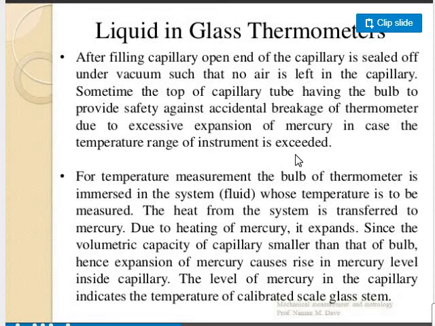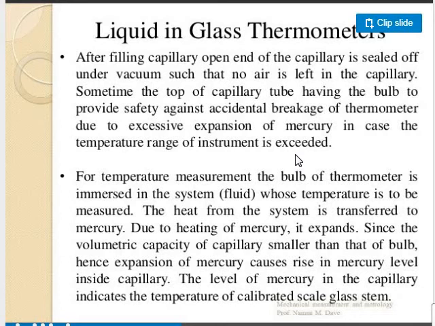In case this thermometer is only usable up to 100 or 120 degrees, if we take it into a furnace, the thermometer will definitely get damaged. So that is the case. The capillary outer part itself will be broken when the temperature range is exceeded.